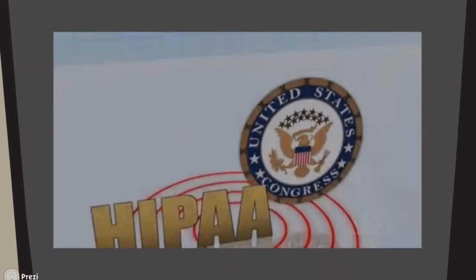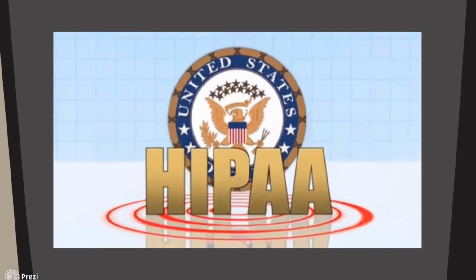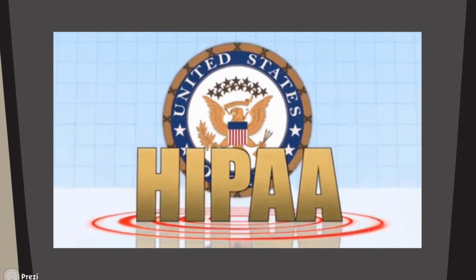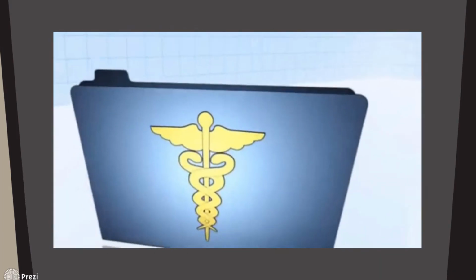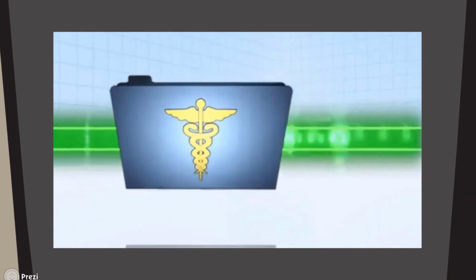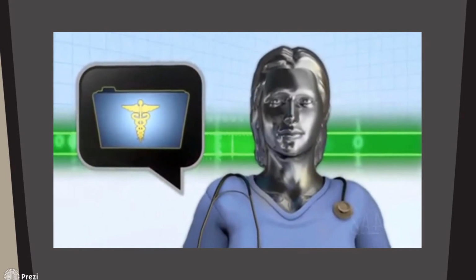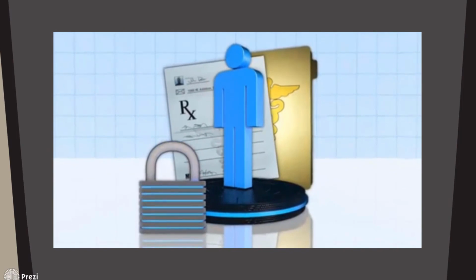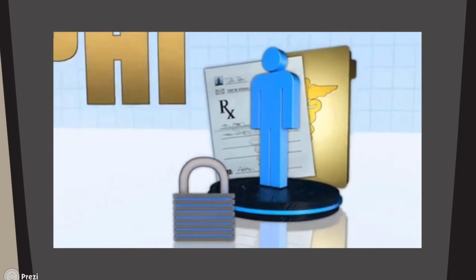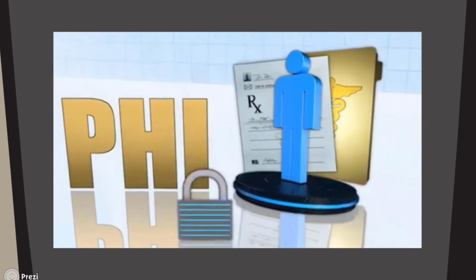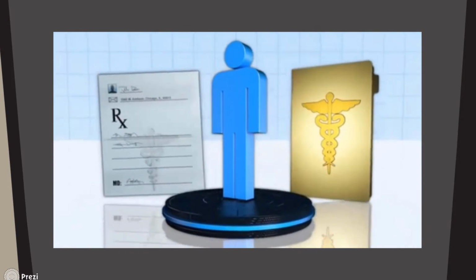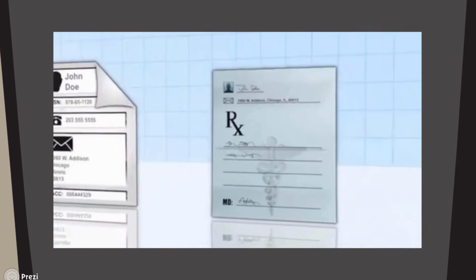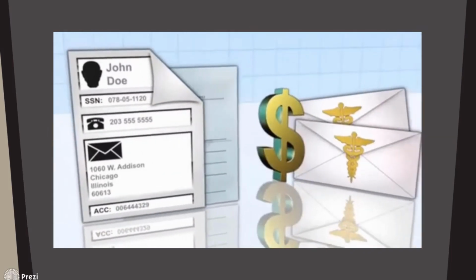In 1996, the U.S. Congress enacted HIPAA, or the Health Insurance Portability and Accountability Act. This act governs the use, transfer, and disclosure of health-related information. One of the requirements of HIPAA is the protection of protected health information, known as PHI. PHI is defined as any piece of individually identifiable health information, such as a person's medical records or healthcare payments.